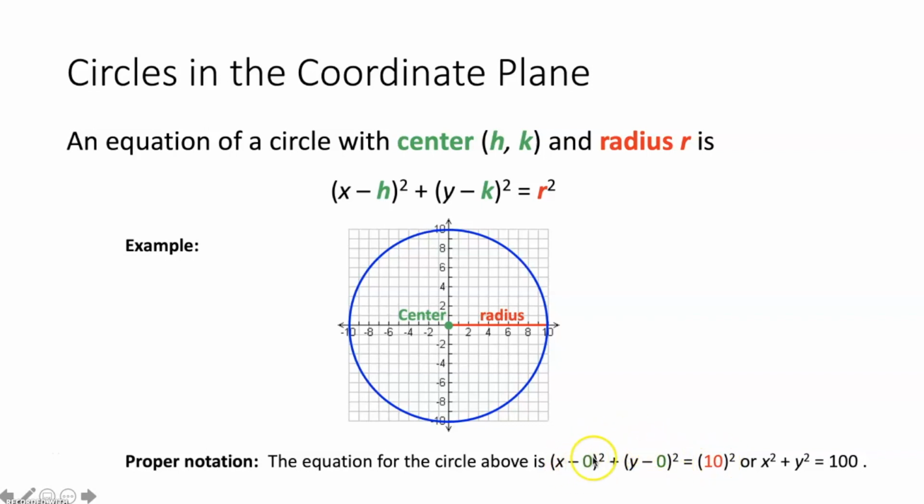So over here, we can simplify this. X minus 0 is just x. Here, we can simplify this. Y minus 0 is just y. And then 10 squared is 100, giving you this equation, the equation of this blue circle right here.